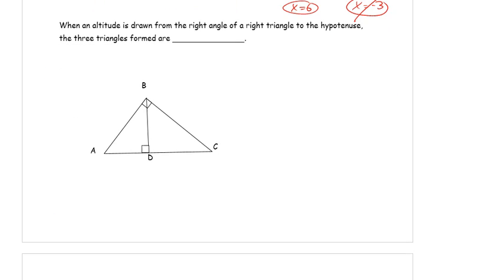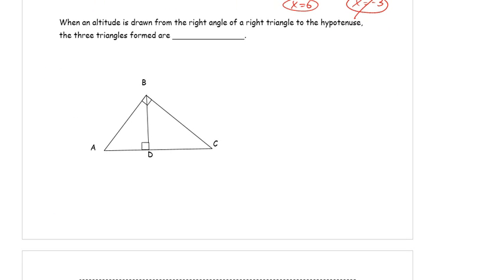Where we're actually going to use it is when we have two triangles inside a third triangle. When an altitude is drawn from the right angle up here at B of a right triangle to the hypotenuse, or the bottom side, the three triangles formed are similar, meaning they're all the same shape, but one's bigger than the other, and then a third one's bigger than both those, but they all have the same side ratios. So what we have here is this triangle, we have this triangle, and then we have the entire triangle, and they're all similar to each other.